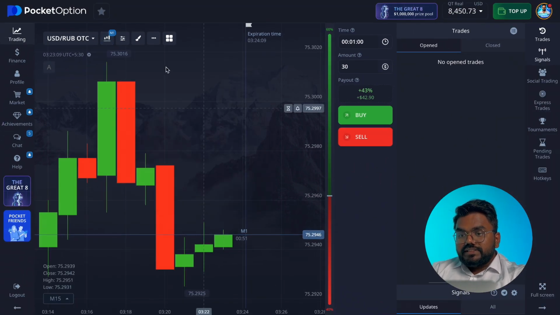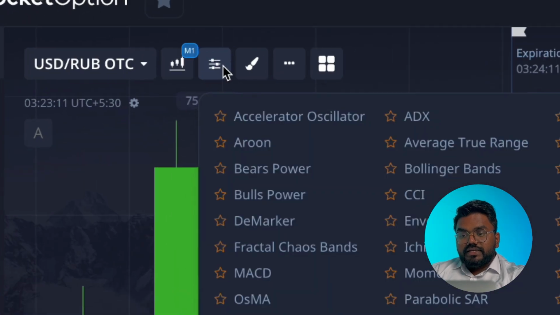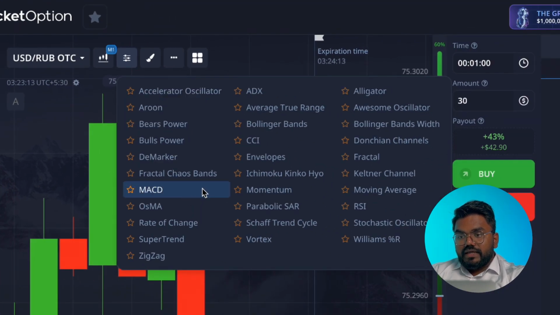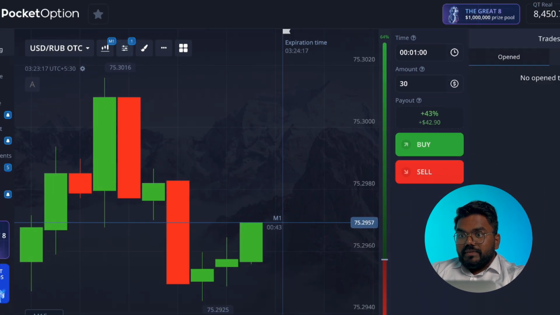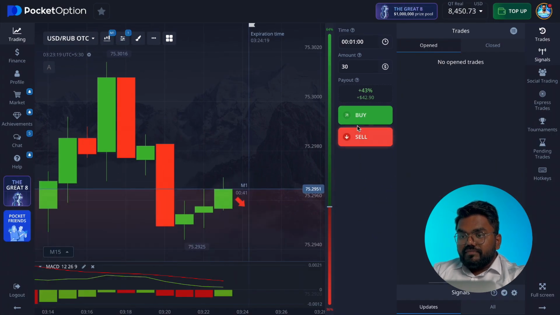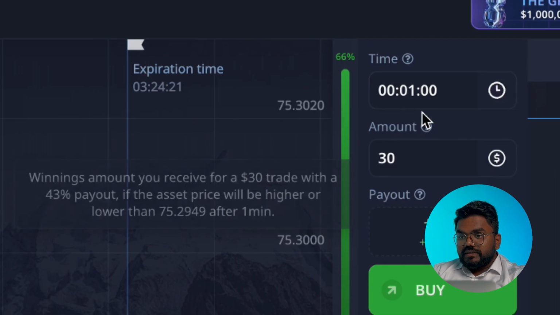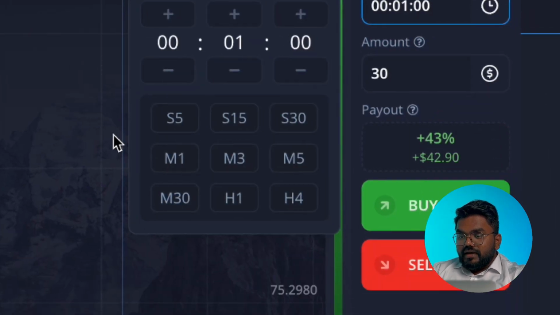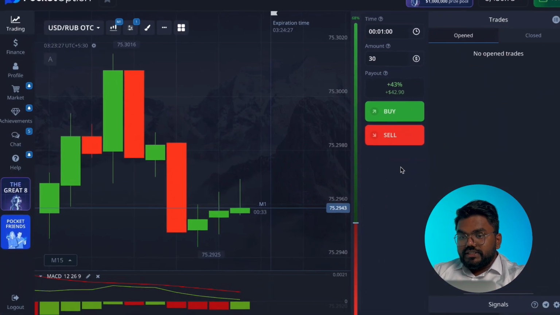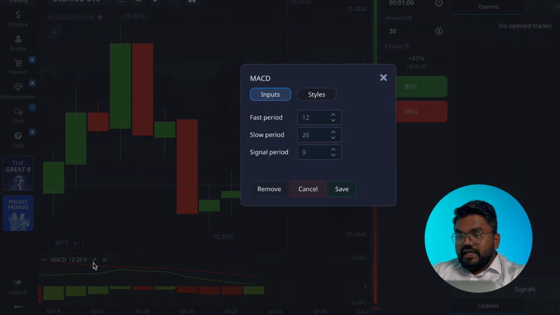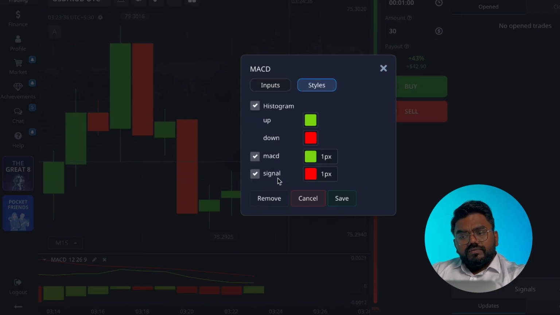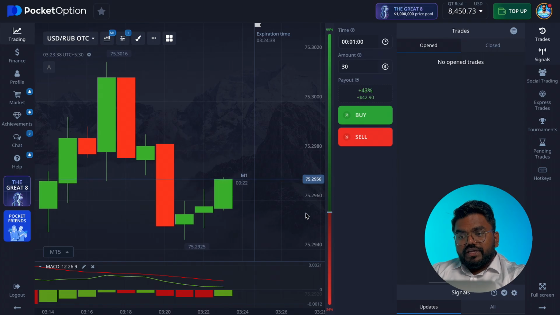Let's enable the strategies. You can have multiple strategies, but for now we need the MACD strategy. Just enable that, and while enabling it, keep the time frame at 1 minute. You can clearly see those lines. The defaults are 12, 26, 9, and you can change the colors according to your preference. I always keep the defaults; it's more convenient.